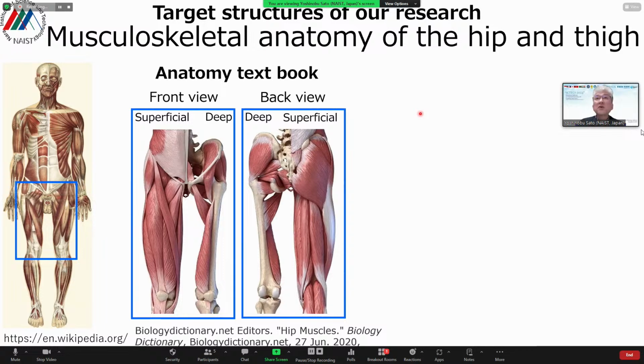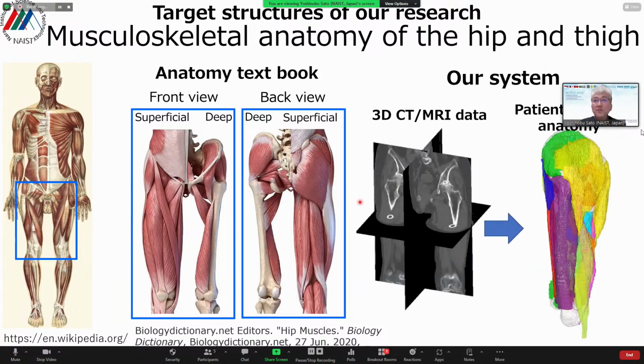This slide shows the target structures of our research, that is, the musculoskeletal anatomy of the hip and thigh. This figure shows some muscles of the thigh and hip. This is the frontal view, with superficial muscles and deep muscles. This is the back view. So there are a lot of muscles.